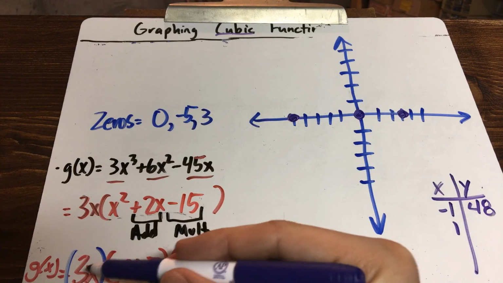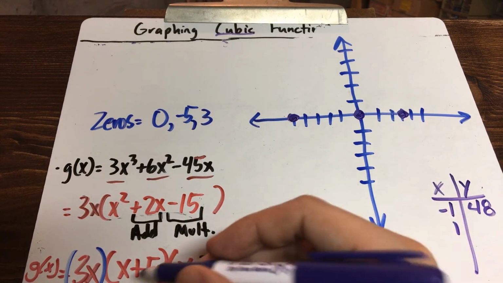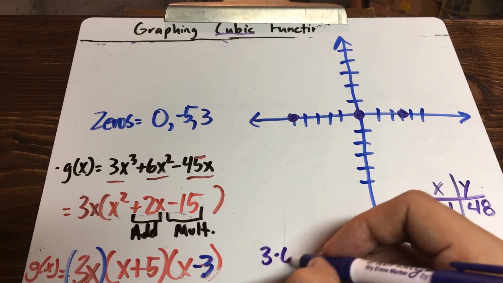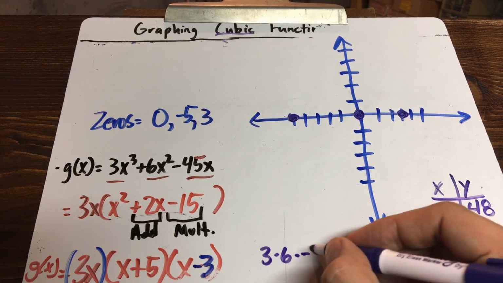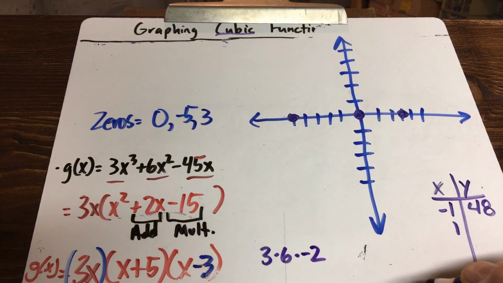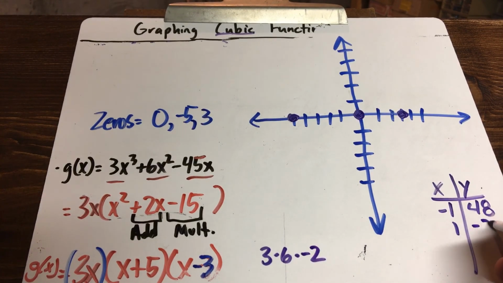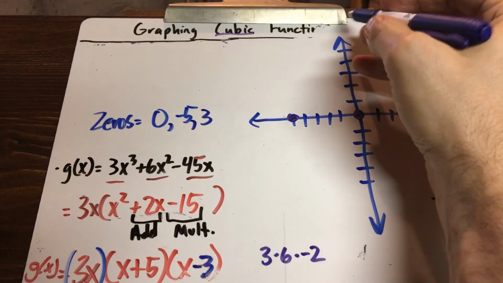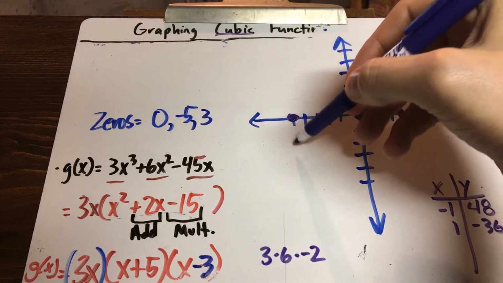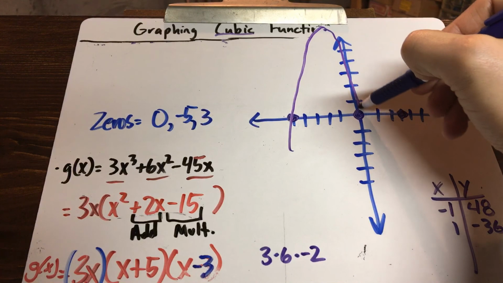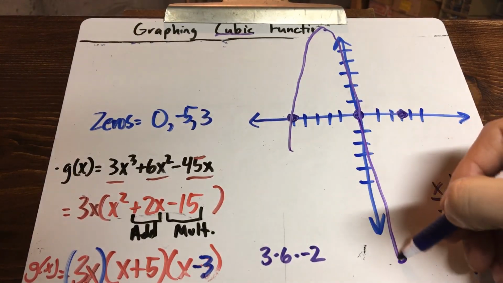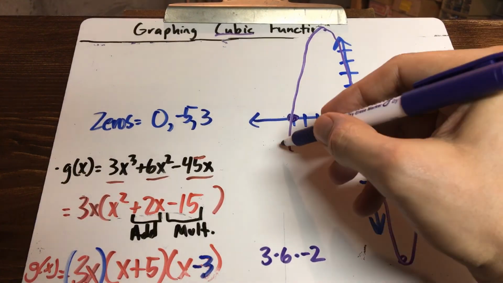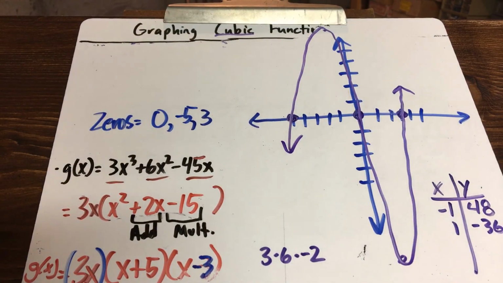If I put +1 in here, let me erase those because that one's done. If I put +1 right here, 3 times 1. If I put +1 right here, 1 plus 5, that's 6. If I put +1 right here, 1 minus 3, that's -2. And oh my goodness, look what we have now. -36. So this is another one that's going to go really crazy off my graph. This would be something like this. +1 with -36 would be way off my graph. You can see how these can get really crazy really fast.